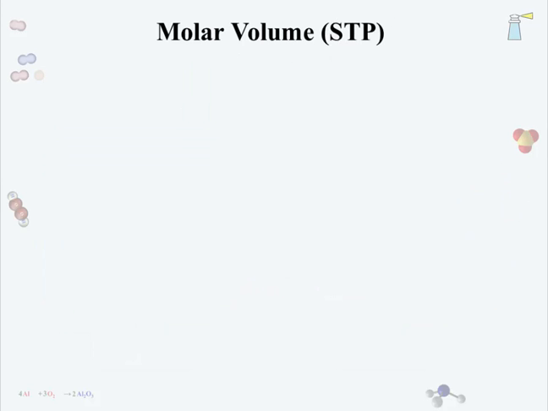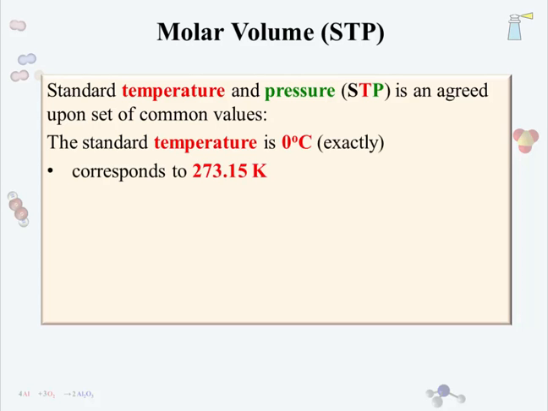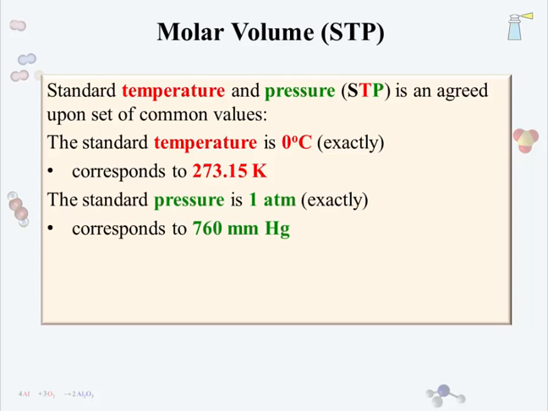A second consideration in gas stoichiometry problems is molar volume. We will limit our discussion to molar volume under standard temperature and pressure, STP. STP is an agreed upon set of common values. The standard temperature is 0 degrees Celsius, and that's an exact value. It corresponds to 273.15 Kelvin. The standard pressure is 1 atmosphere. That too is exact. 1 atmosphere corresponds to 760 millimeters of mercury or 760 torr.